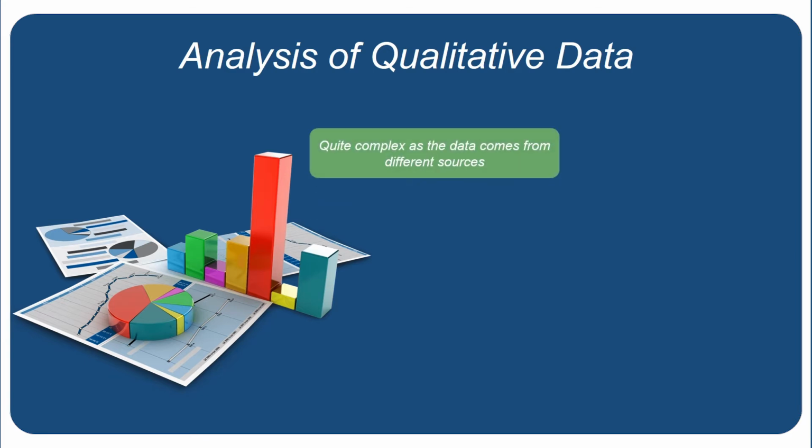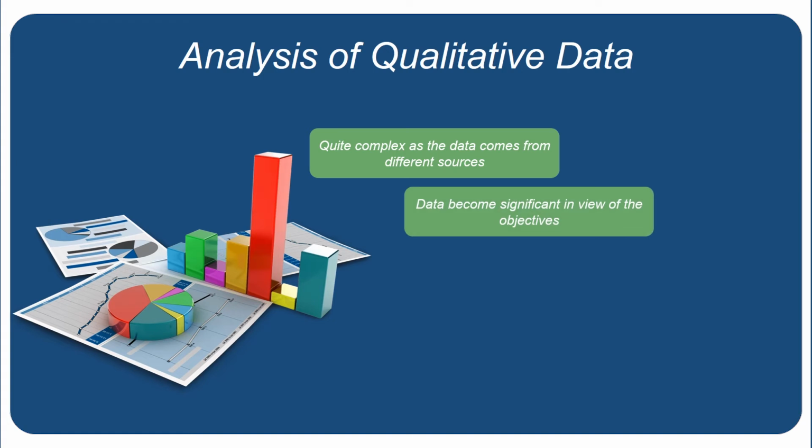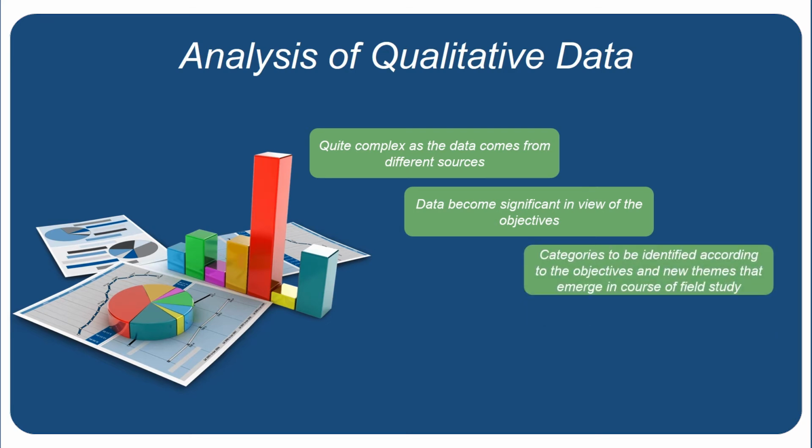As I mentioned already, qualitative research is very complex. Then we have to weed out or segregate the data in terms of significance of the data in view of the objectives. Once the data has been identified, then we shall look for the categories according to the subject, according to the objectives of the study. Well, sometimes in the course of the study, new categories also emerge.